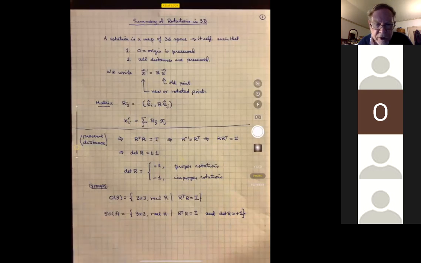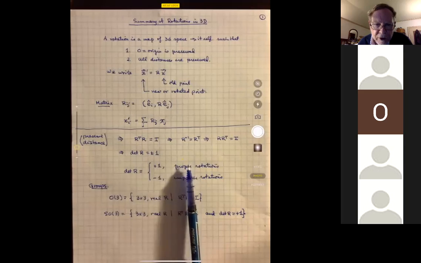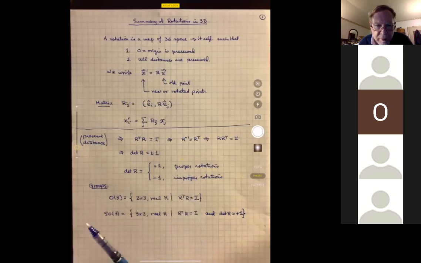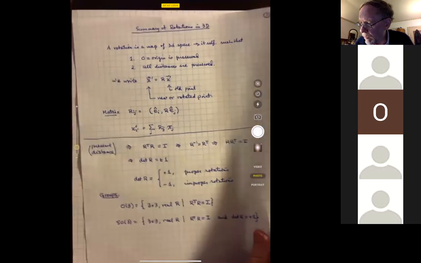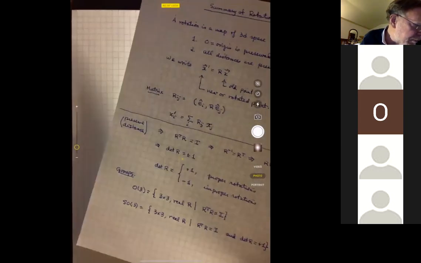Now, for this lecture and the next several lectures, we're going to be dealing only with proper rotations. And so mostly everything I write down, it'll be assumed that it's a proper rotation only. Still, let me point out that there's two groups here. There's a group O(3) of orthogonal 3x3 real matrices. And then there's a group SO(3), which has the additional condition that it be a proper rotation, that is that the determinant is 1. So that's some terminology and some basic facts about rotations.